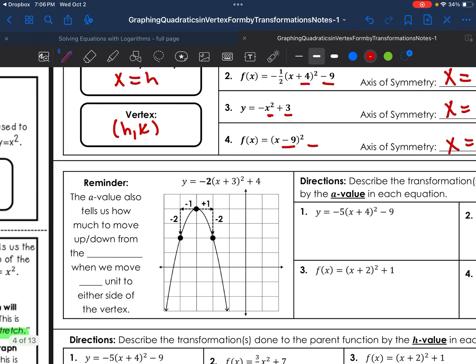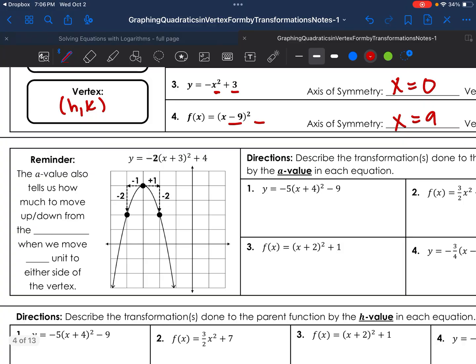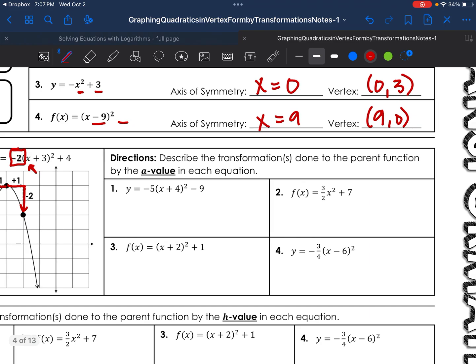Okay, so next we have this reminder. The a value tells us how much to move up or down from the vertex when we move 1 unit to either side of the vertex. So the nice thing about graphing is that this number here tells you where to move on the graph. So if I move over 1, that a value is negative 2, so we're going to go down 2, and that would be our first point. And the nice thing about a parabola is that it's symmetric, so it does the same thing on both sides.